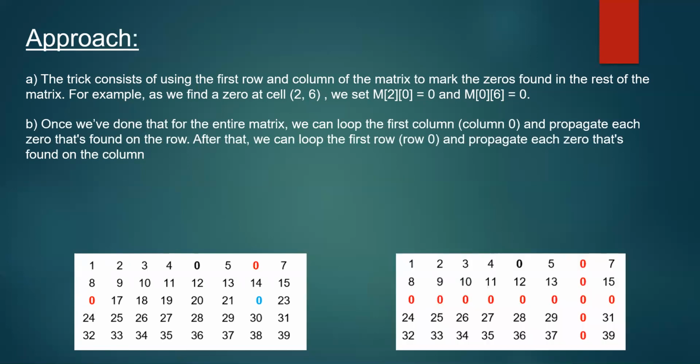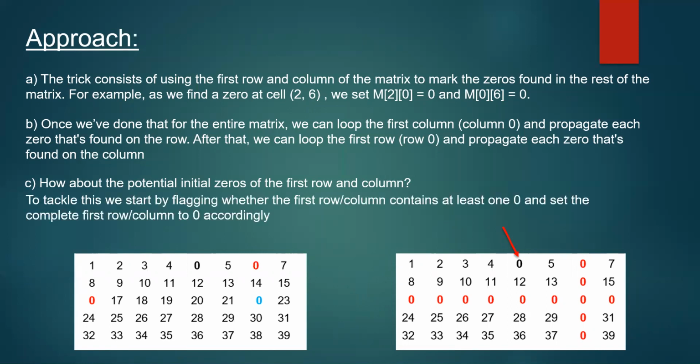So that's what we can see here, right? So for 2 comma 6, this is what we can achieve. And how about the potential initial zeros of the first row and first column? Even the first row and column can have zeros, right? So how do we differentiate the initial zeros from the ones which we marked earlier? So how do we do that?